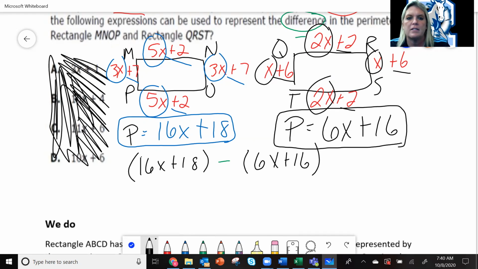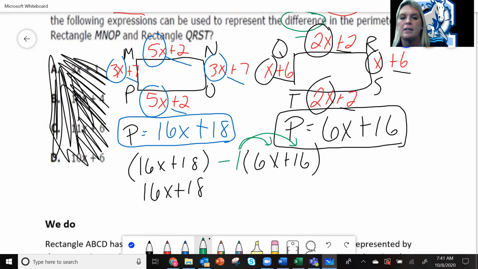Now, let's simplify. The first part stays the same, 16x plus 18. This is -1. You have to distribute. You have to multiply everything behind it that's inside the parentheses. -1 times 6x is -6x. -1 times 16 is -16.